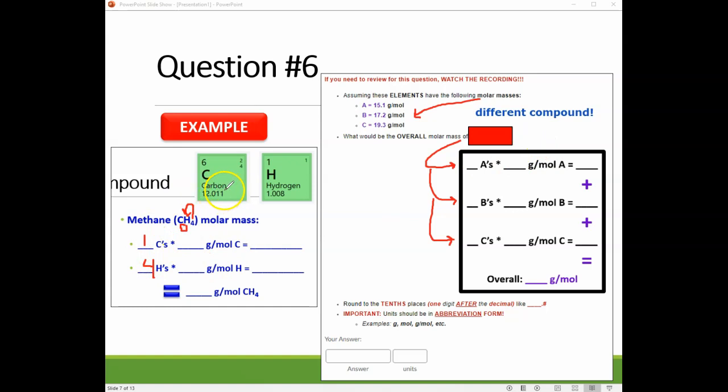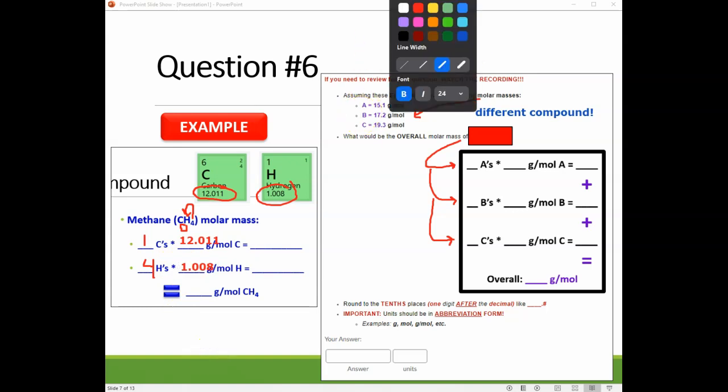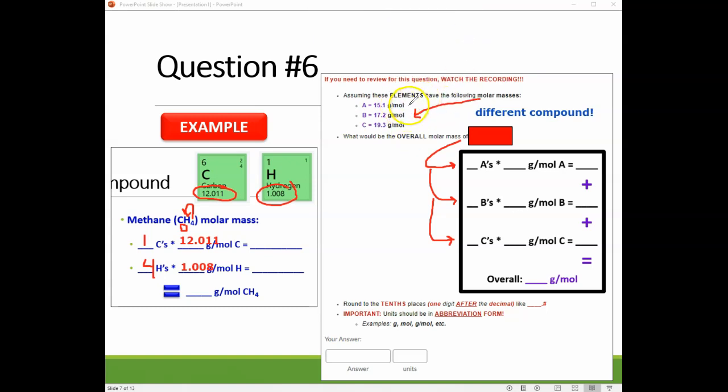So we know that the molar mass of carbon comes from the bottom number, which in this case is 12.011. All right, and we know the molar mass of hydrogen here is 1.008. Again, these molar masses you actually already have. So let me go ahead and show you what that looks like. You're going to be plugging in these molar masses. So this one needs to go in for A, this one right here needs to go in for B, and this one right here needs to go in for C.